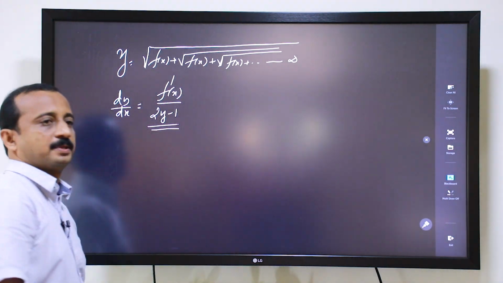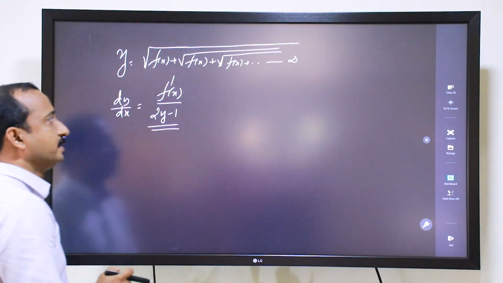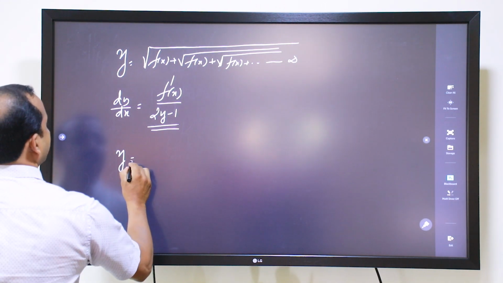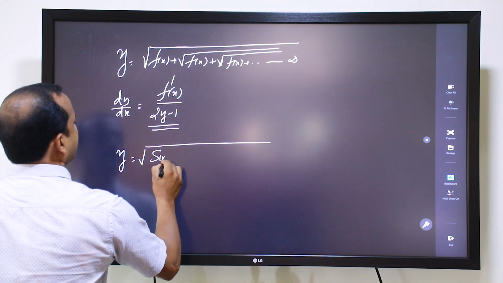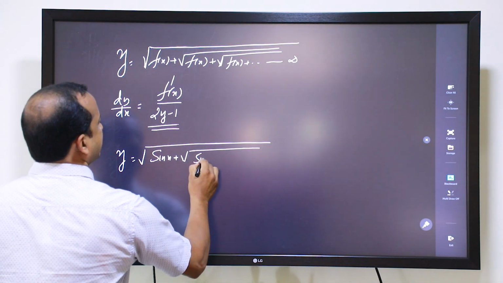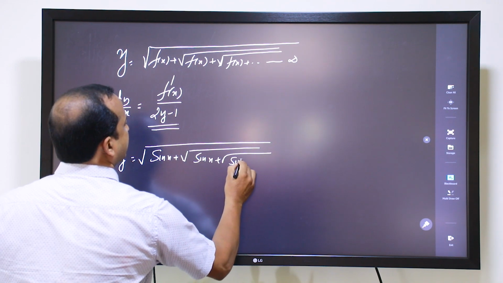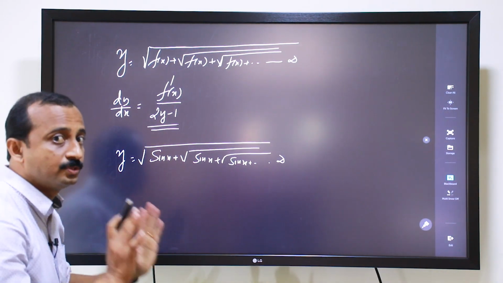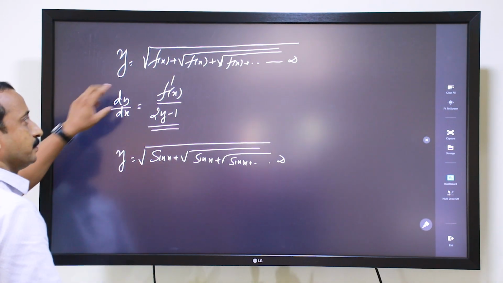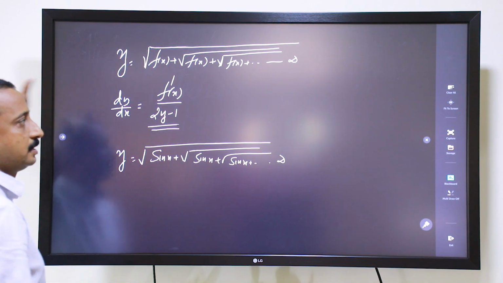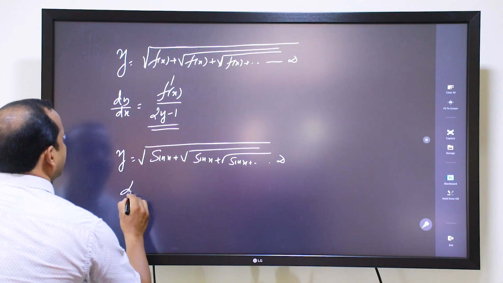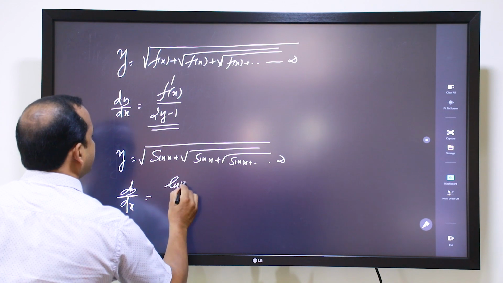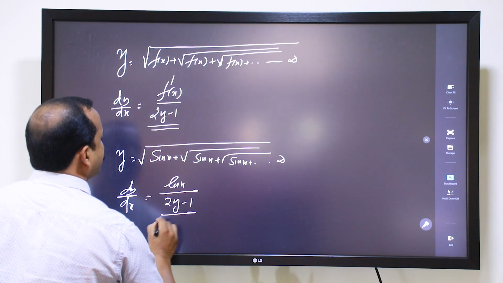Root of f of x plus root of f of x plus root of f of x plus etc. to infinity. In that case, dy by dx becomes f dash x divided by 2y minus 1. For example, y is equal to square root of sin x plus root of sin x plus root of sin x plus etc. to infinity. This is useful only for MCQ questions. For the descriptive type, we already learned how to find the derivative. Here dy by dx is equal to, the function is sin x and its derivative is cos x, divided by 2y minus 1.